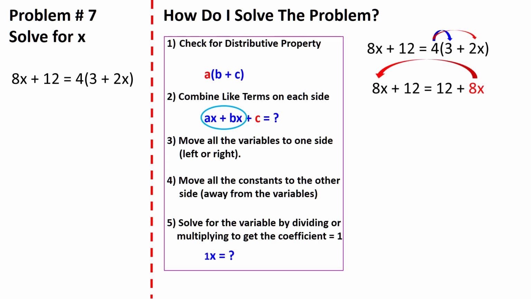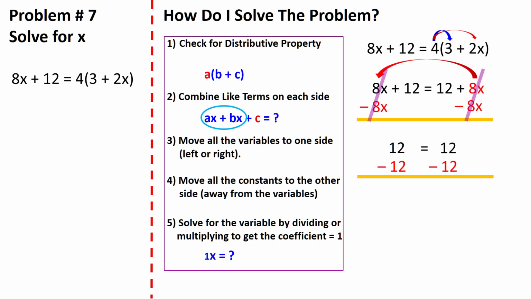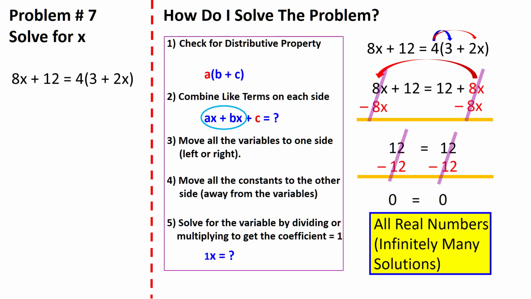I move positive 8x on the right to the left by subtracting 8x from both sides. Simplify. 12 equals 12. We could stop here, or we can subtract 12 from both sides. We get 0 equals 0. When we have an answer like this, 0 equals 0 or 12 equals 12, we get all real numbers, which is infinitely many solutions.